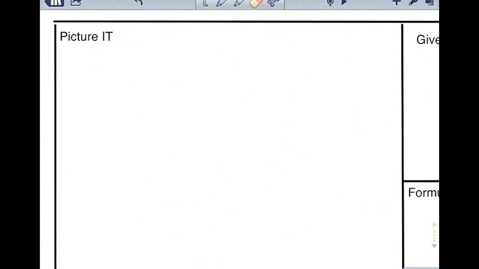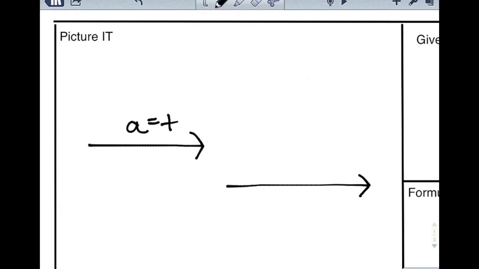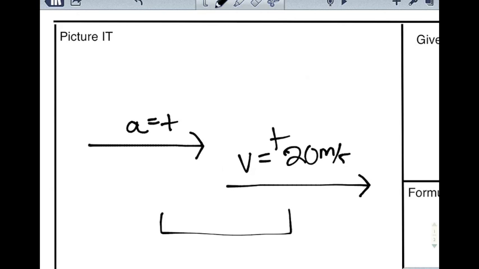Okay, in this investigation, or in this question, we have an object that is accelerating. It's accelerating to the right at a value that is a positive acceleration, indicated by the positive 6.67. We know that it ends up with a final velocity of 20 meters per second, so it also ends up with a positive velocity. Okay? And we know that this whole process takes some time.